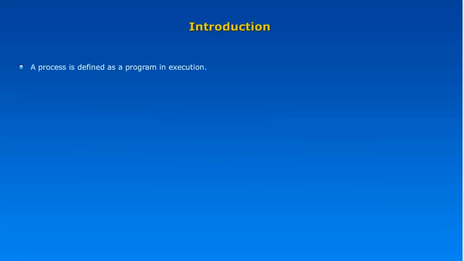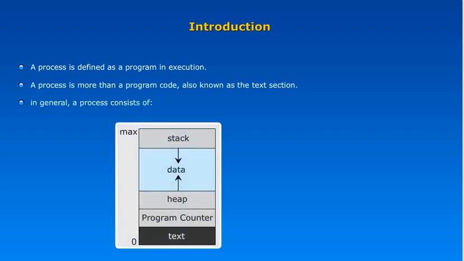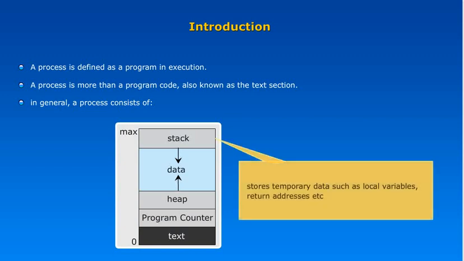Introduction. A process is defined as a program in execution. A process is more than the program code, also known as the text section. In general, a process consists of stack, data, heap, and program counter.